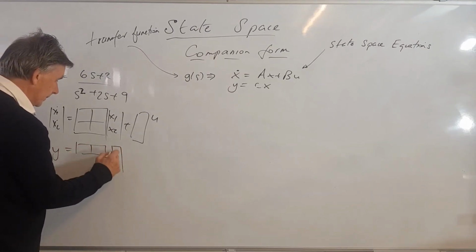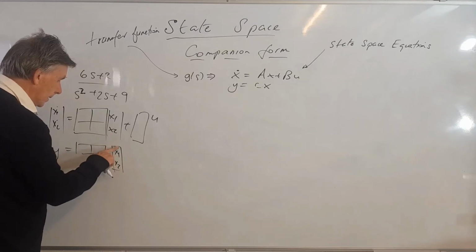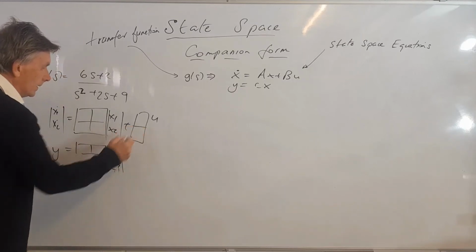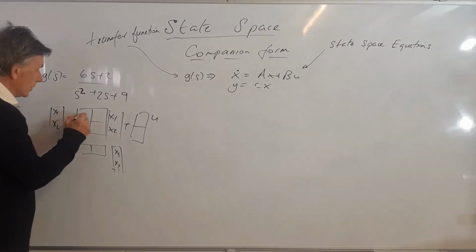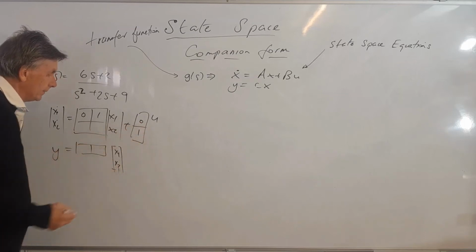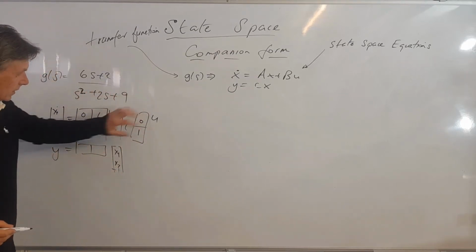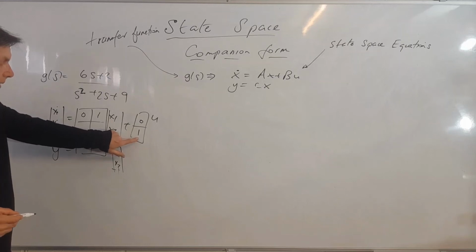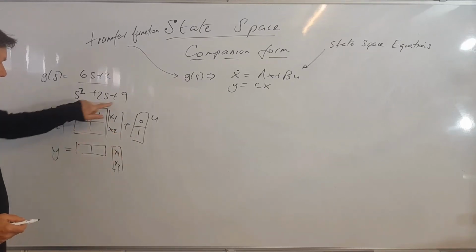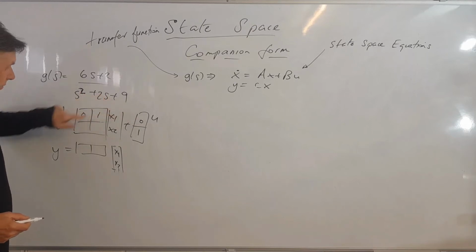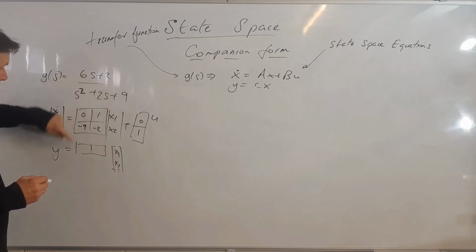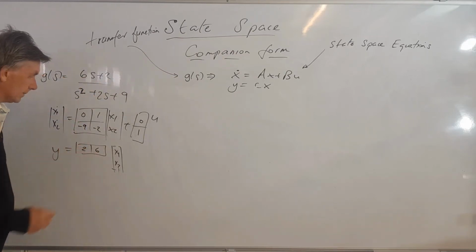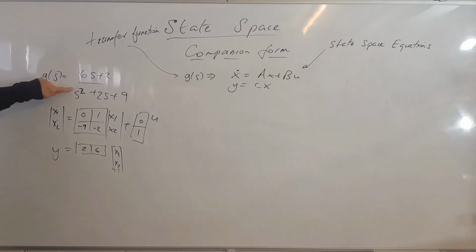Now, what we've got to do is put some numbers in here. So in companion form, we put a 0 and a 1 and a 0 and a 1 in there. So we fill this with zeros, put a 1 off the diagonal and put a 1 in the bottom box down there. We then put these numbers here in reverse order in there. So it's going to be minus 9, minus 2. And then these numbers here go in reverse order here, 2 and 6. So this is a state space representation of a transfer function in companion form.